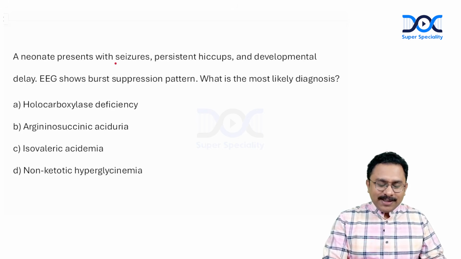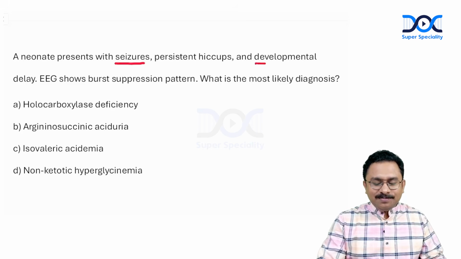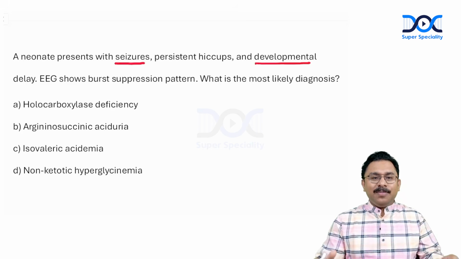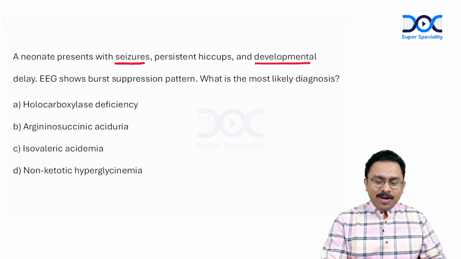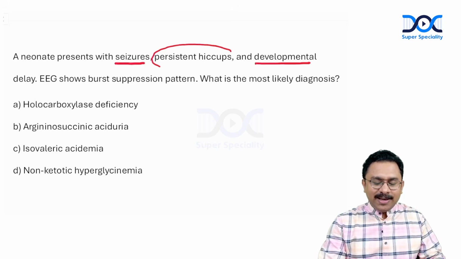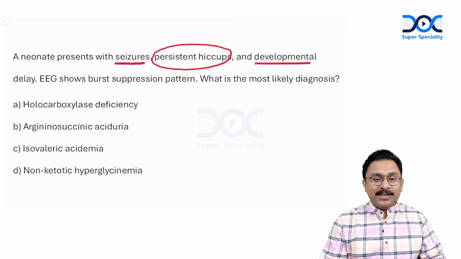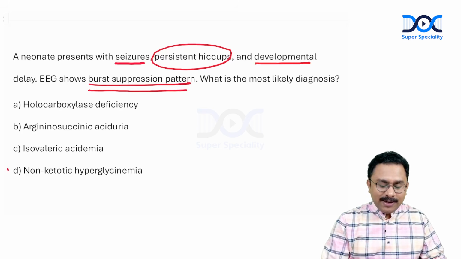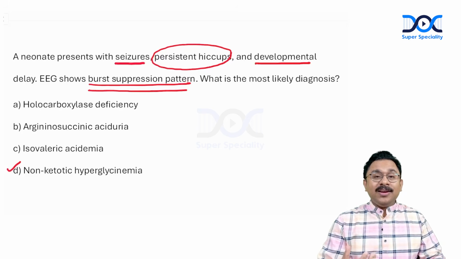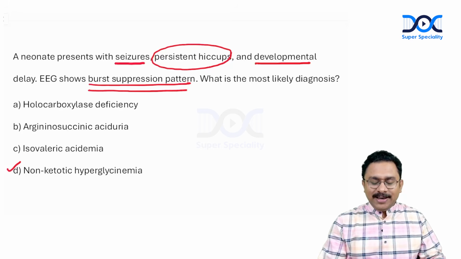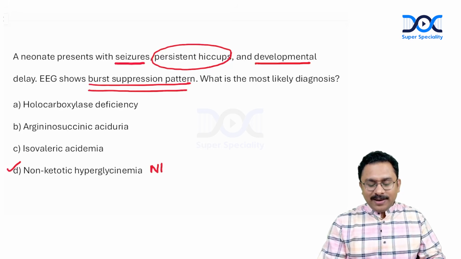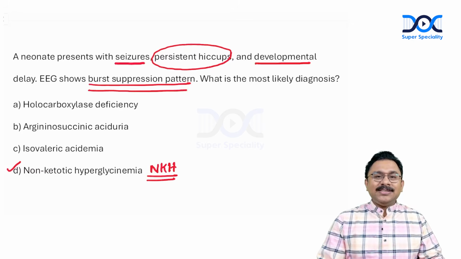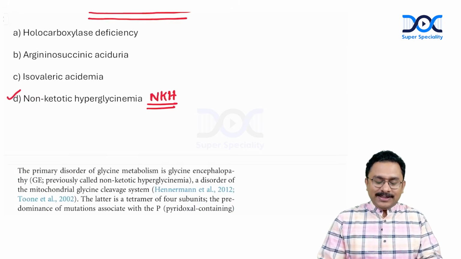Well, seizures with developmental delay can occur in umpty number of etiologies. But when you have persistent hiccups as a manifestation and supported by a burst suppression pattern, you should be considering a diagnosis of non-ketotic hyperglycinemia, which is abbreviated as NKH. So, what essentially is non-ketotic hyperglycinemia?